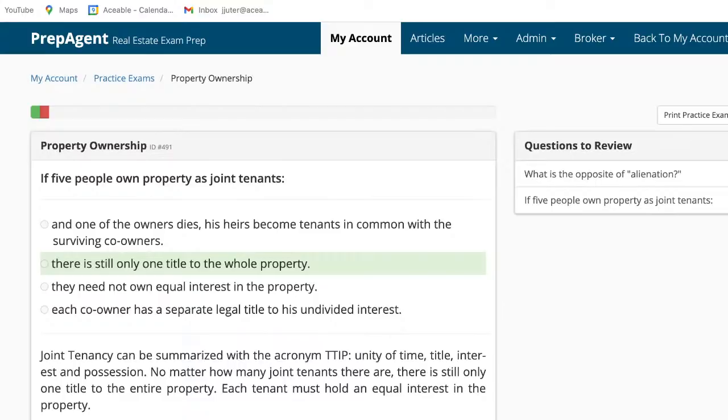Okay, so no, you cannot will it to your heirs. If you want to be able to will it to your heirs, you should take it as a tenancy in common.